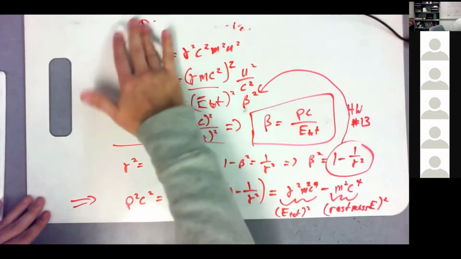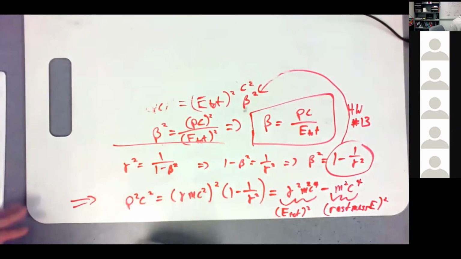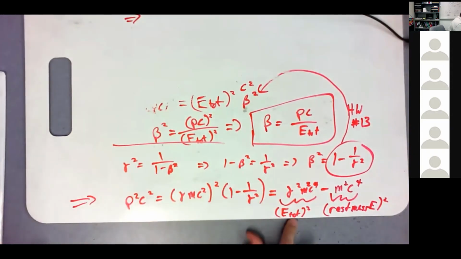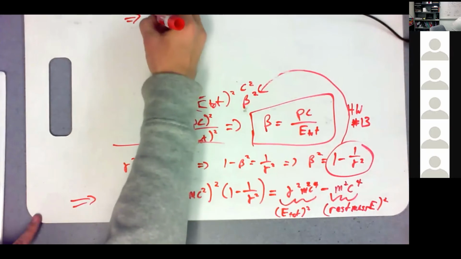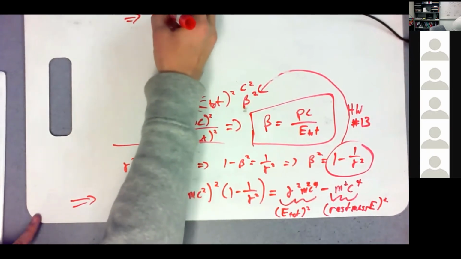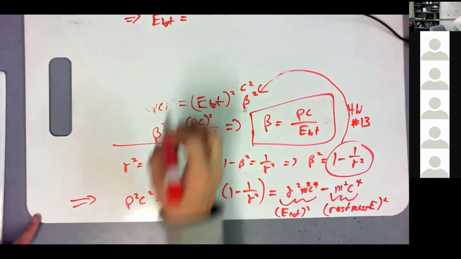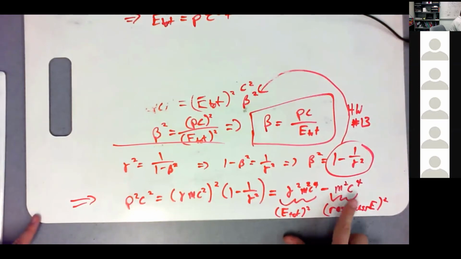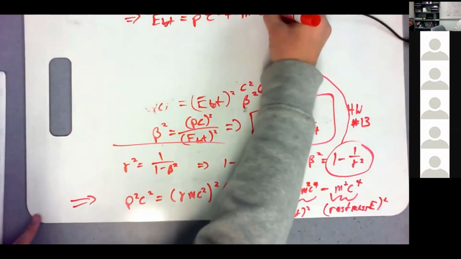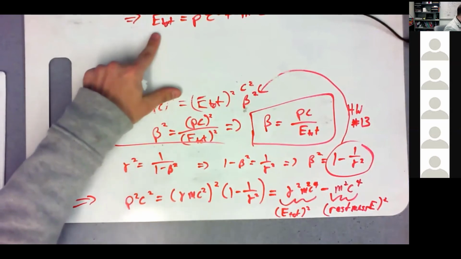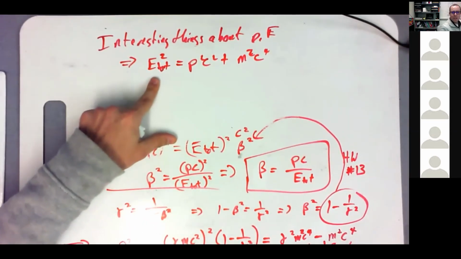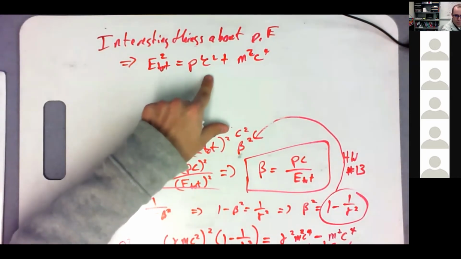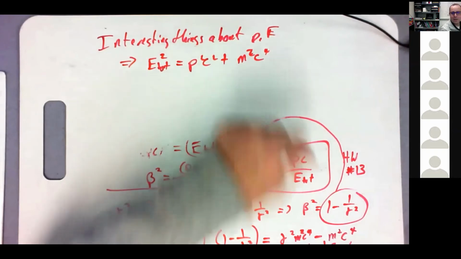So I'm running out of room, but let me move back up to the top. This implies, if we solve this for E tot squared, it is equal to p squared c squared plus m squared c to the fourth. So we've got our total energy, the momentum times c squared, and the rest mass energy squared.